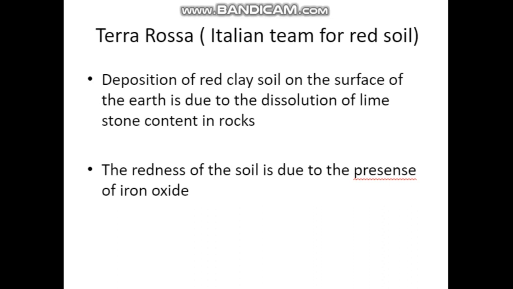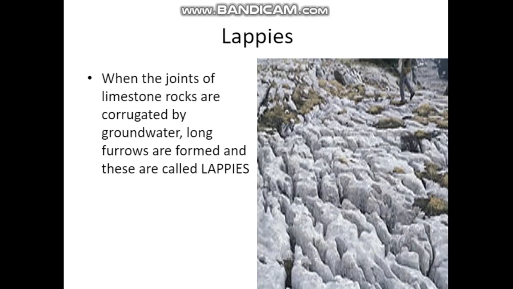So terra rosa is a deposition of red clay soil on the surface of the earth. How it happened is due to the dissolution of limestone content in rocks. The redness of the soil is due to the presence of iron oxide. Because of iron oxide present in the soil only, the color changed to red. Okay, did you understand?